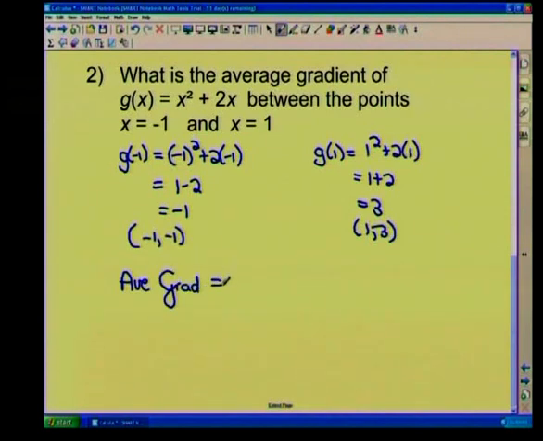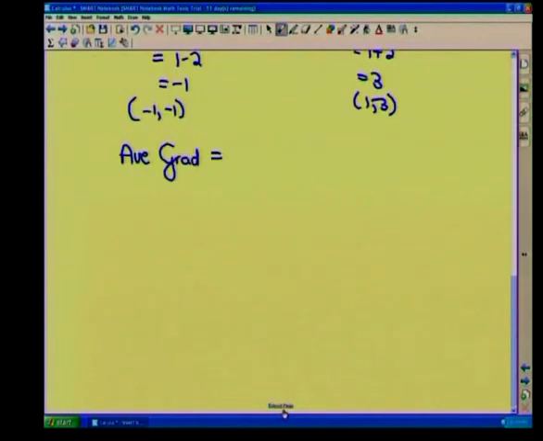So right, average gradient then is equal to, and it doesn't matter which one we call which, so let's call this one x2, y2 this time, just to have a change of scenery, and x1, y1. So y2 is minus 1, subtract 3, over minus 1, minus 1, which is minus 4 over minus 2, which is equal to 2.